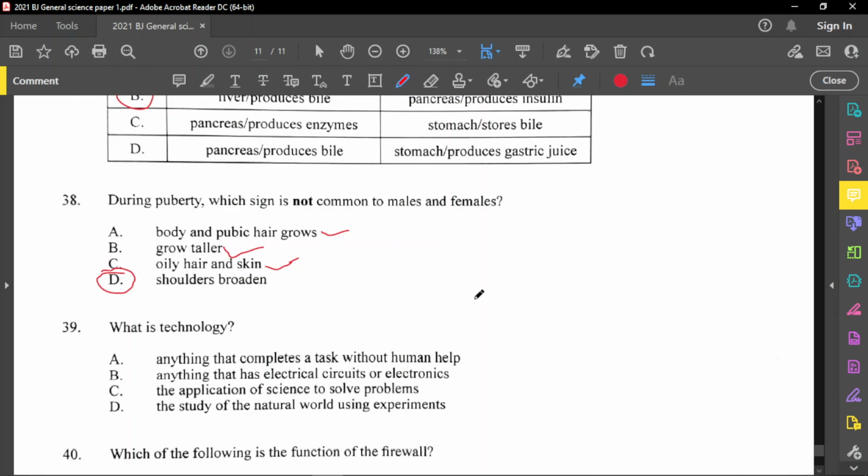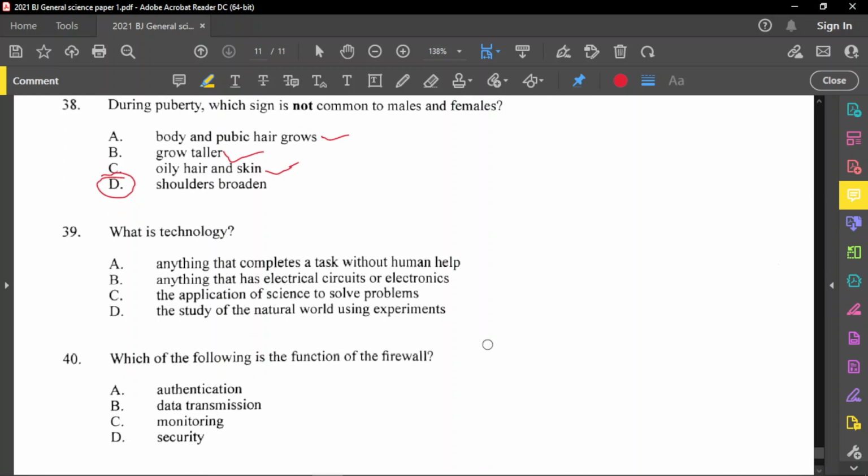39, it says, what is technology? Technology is the process of doing things or the way of doing things. Let's go through the list real quick, and we're going to finish just after this. Is there anything that completes a task without human help? No, that's not necessarily true. Is there anything that has electrical circuits or electronics? That's not true. The application of science to solve problems, that is technology. The way of doing things. And of course, the way of doing things is science. You notice that science is everything.